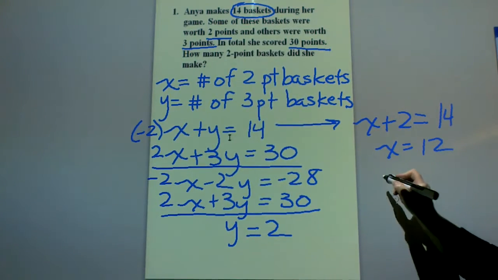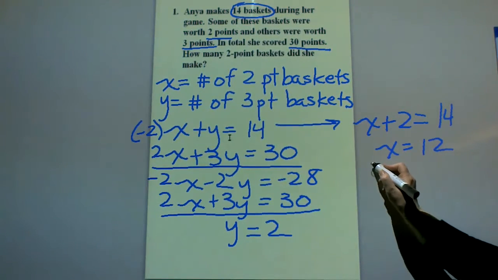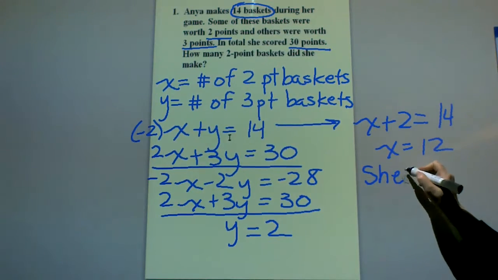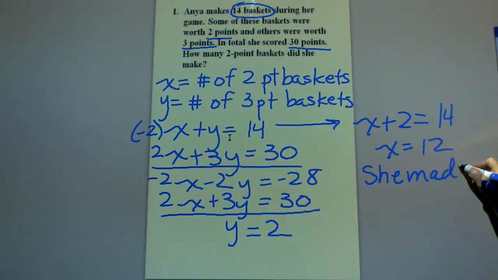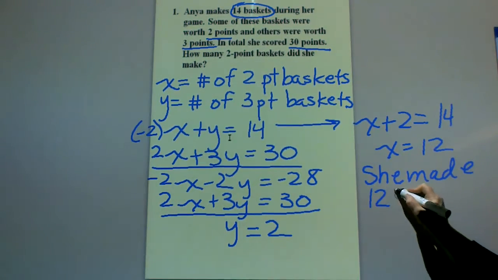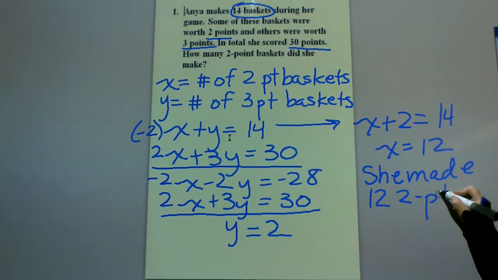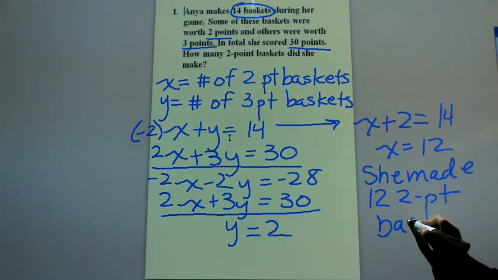So now I have my answer. And you can just write a little sentence. She made 12 2-point baskets.